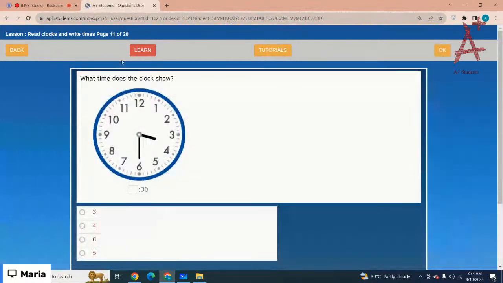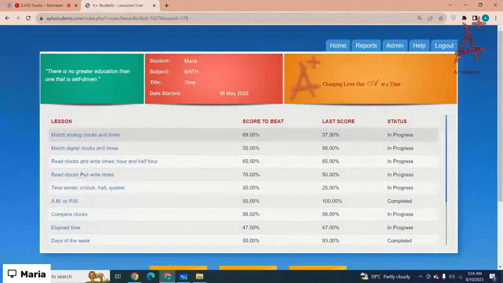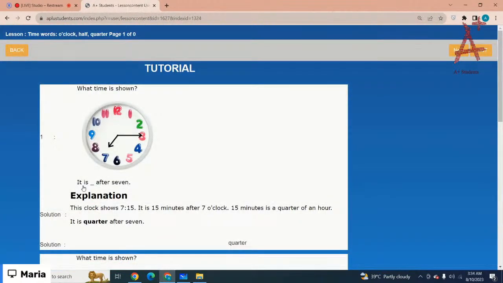Okay, we are done with the lesson. Let's start with the next lesson, that is read clocks and write times, and time words: o'clock, half, quarter. Okay, what time is shown?